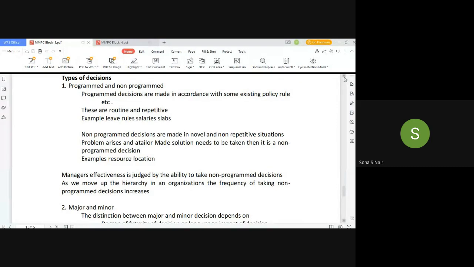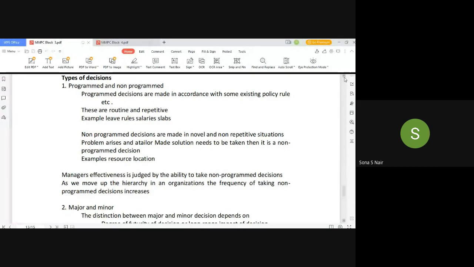These are decisions which have already been taken some time earlier. So we don't have to, at this moment in time, look at all the alternatives available, evaluate all the alternatives and then take a decision. We don't have to do that. So programmed decisions are already existing. There are guidelines on how to take those decisions.